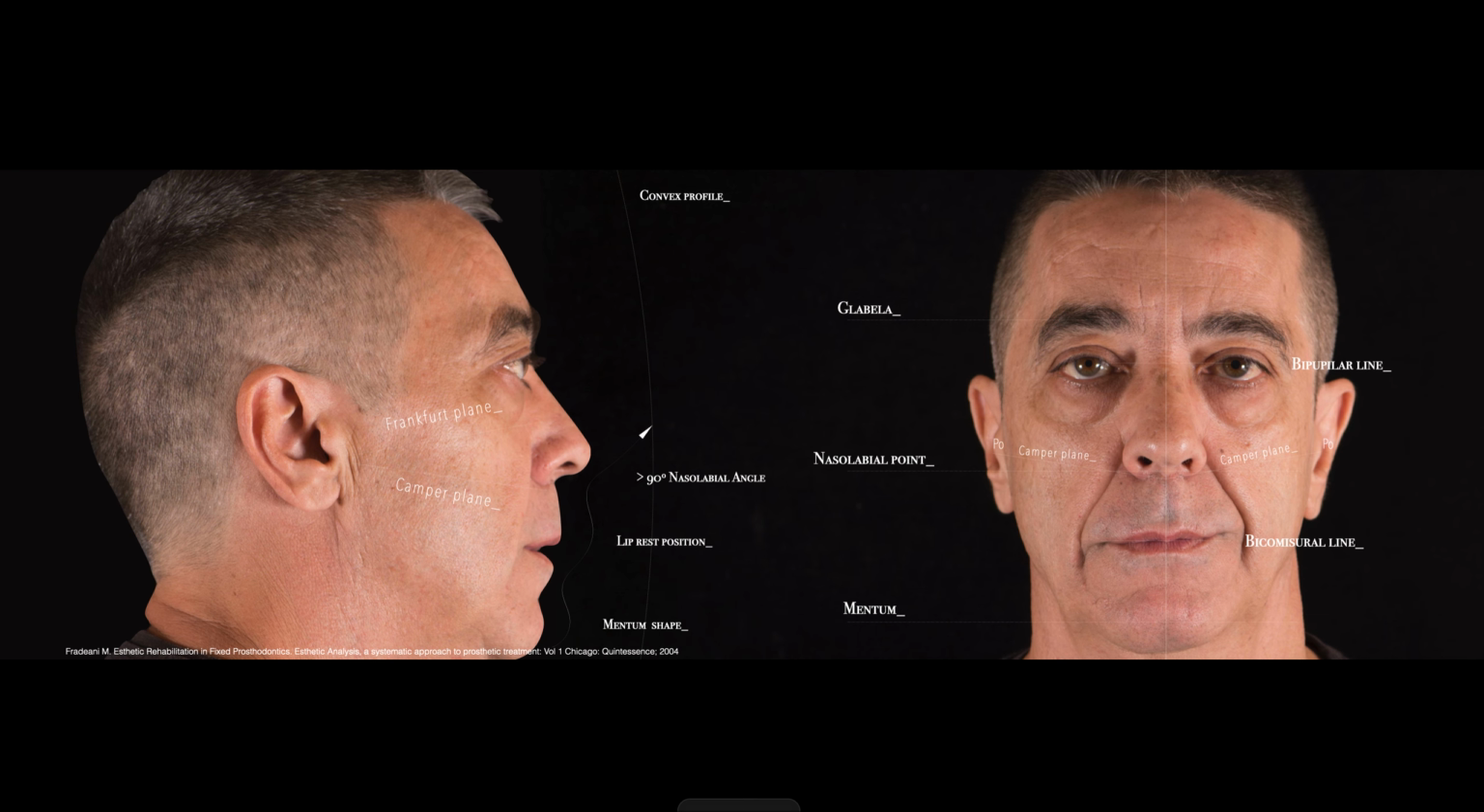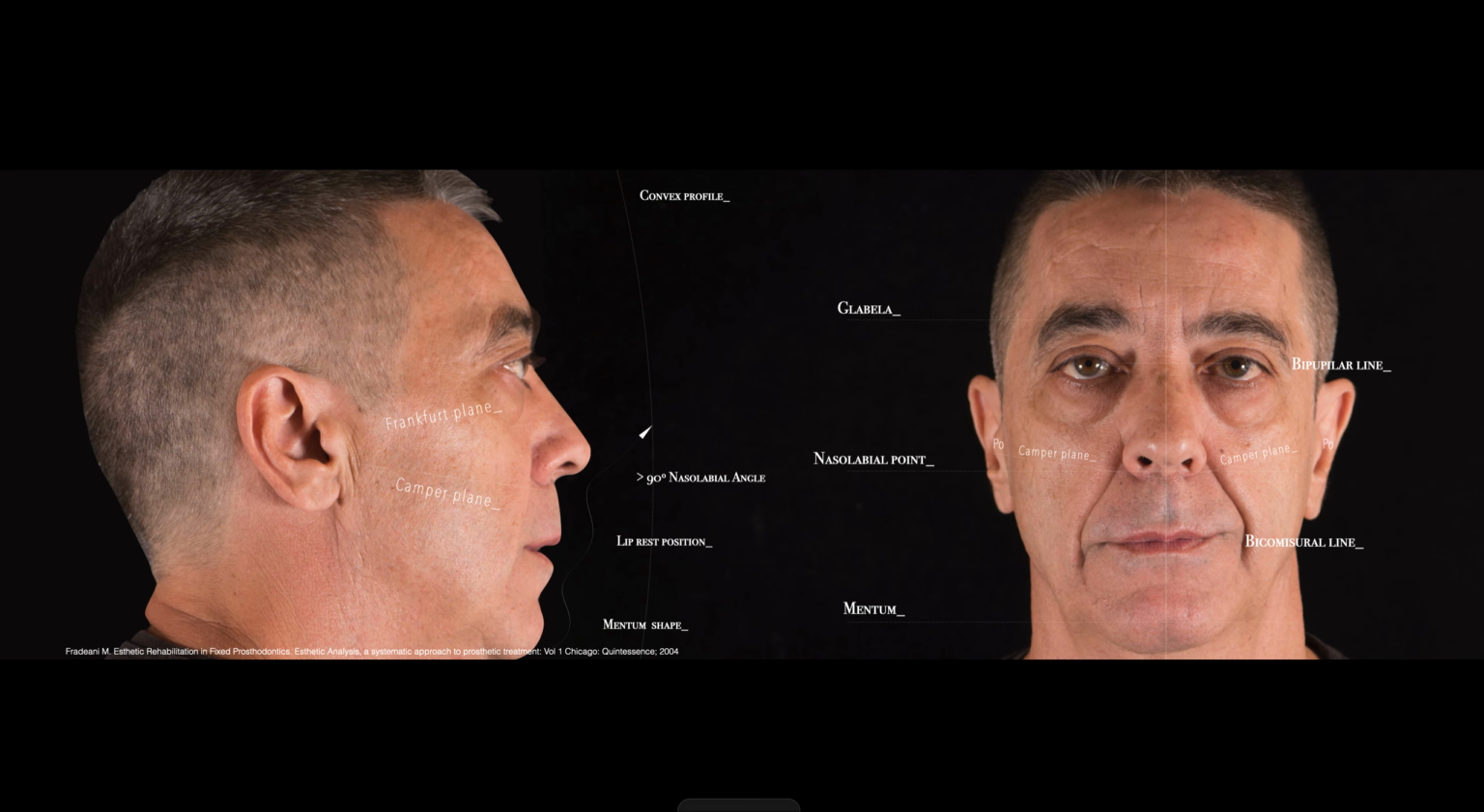Regarding this patient, normally these thirds should have similar length, but in this case, as you see, the lower third is a bit longer than the medial and the upper one. That tells us that this patient has a long face. Now we go to the other picture, the left picture, to see the completely lateral view.